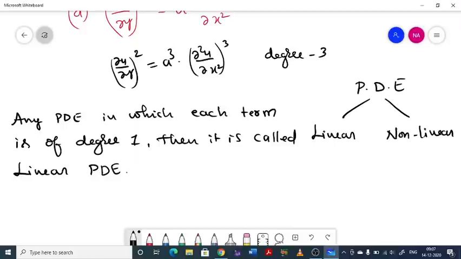While taking the degree, you can keep in mind that if you have a product of the dependent variable with the independent variable, then also the degree will be the sum of powers of these two. So precisely, each term is of degree 1 and no product of dependent variable and independent variable should occur in the equation. That is the precise condition. So this is about linear differential equation.